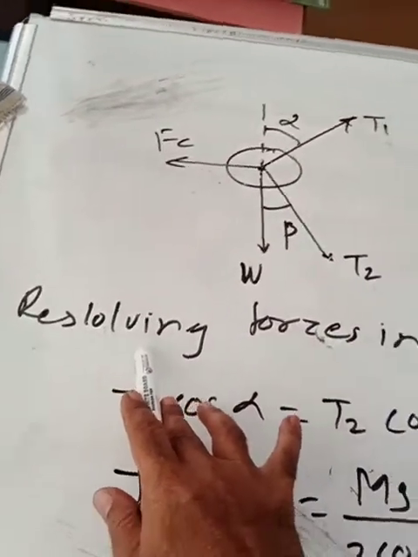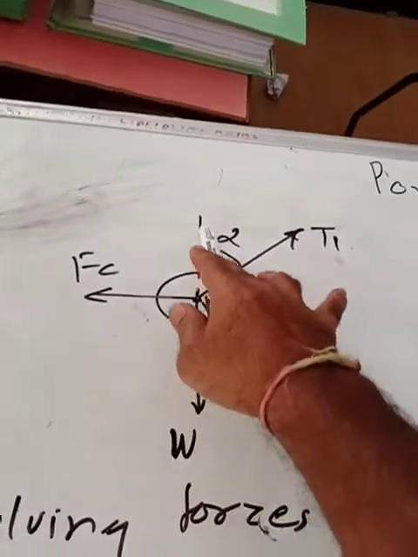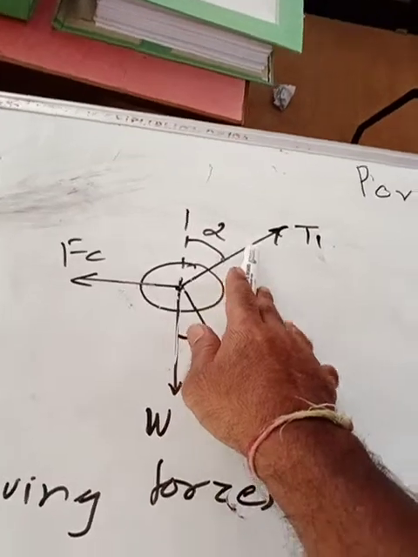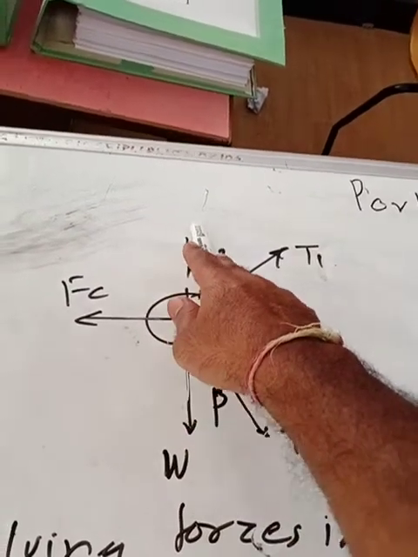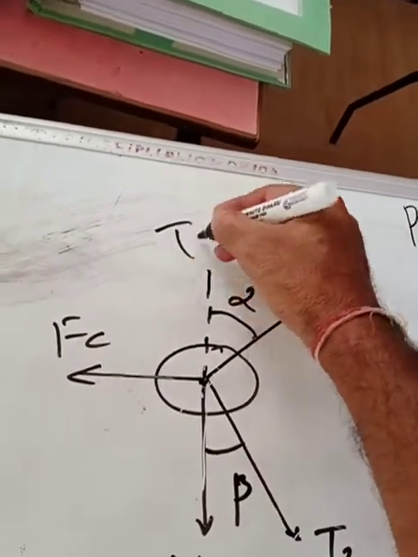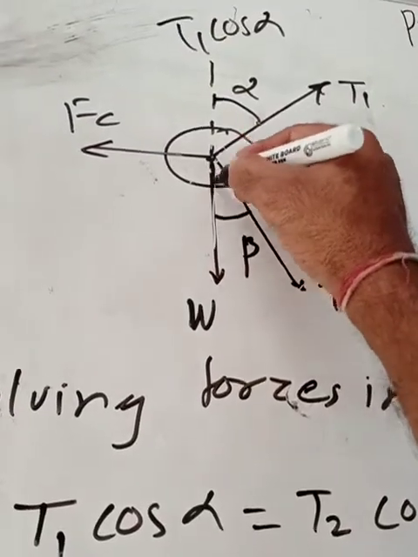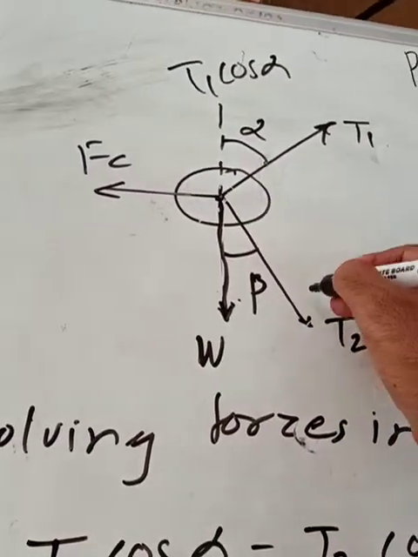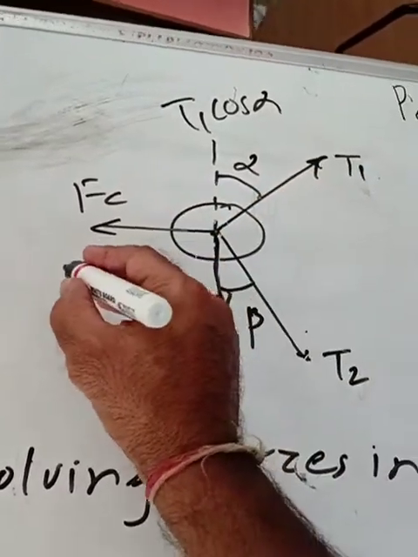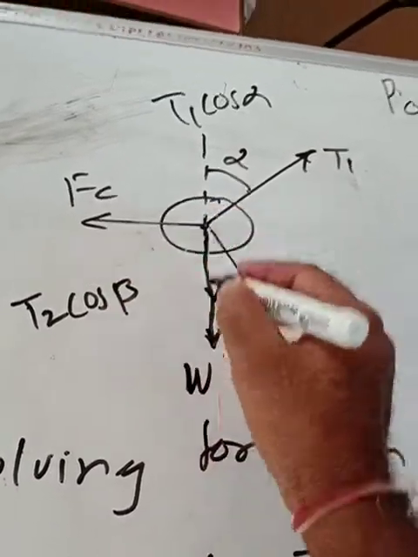Now in this case we have to just resolve these forces in vertical direction. First of all, we will resolve all these forces in vertical direction. So which are those forces? This T1 will become T1 cos alpha, whereas this W is acting in downward direction, and this force will also get resolved in the vertical direction, and that will be T2 cos beta.